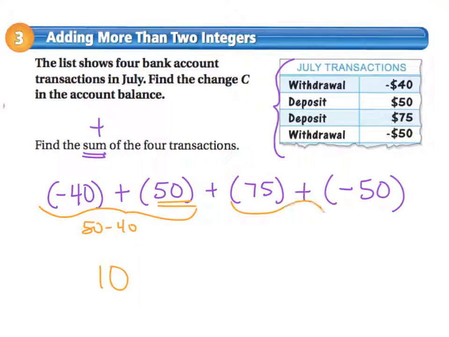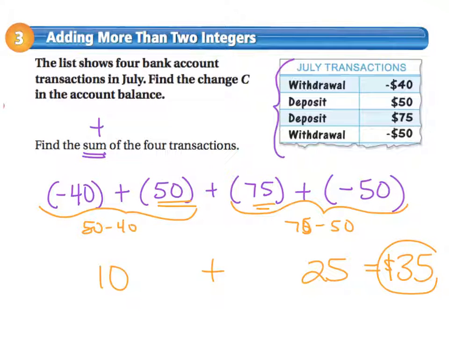I'm going to do the same with the next 2. 75 minus 50, which is 25. 75 is my bigger number, so it should be positive also. We're adding these together. 10 plus 25 is 35. So what this is saying is you deposited $35 more than you withdrew, which is what you would like to do in bank accounts.